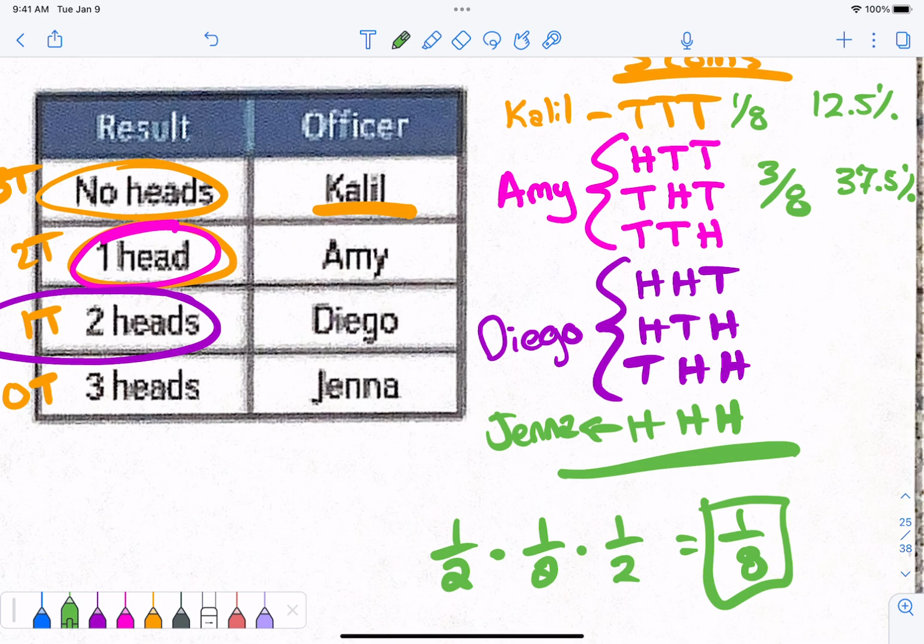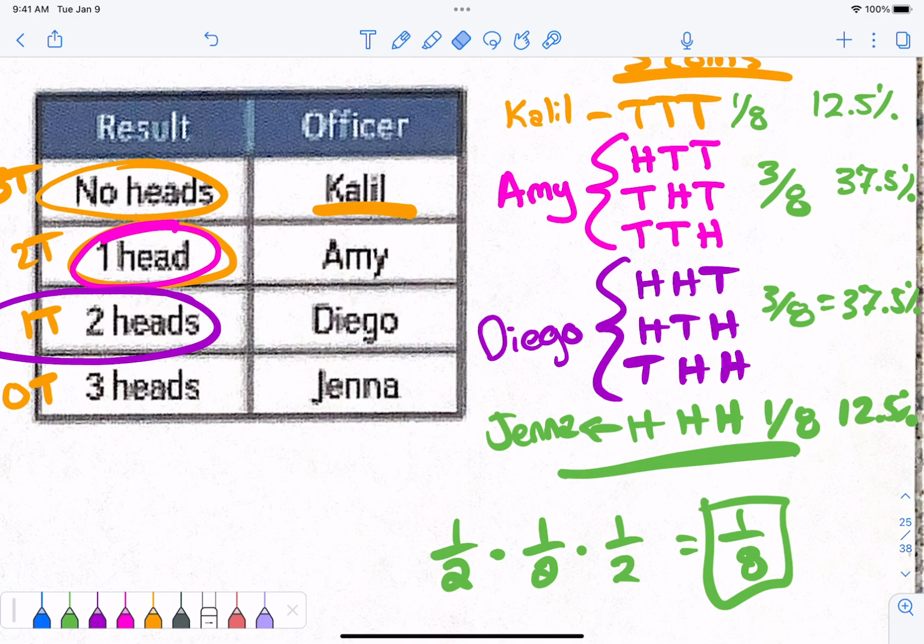Okay, because of the order in which it occurs, right? Like, that's the way that it could happen. 3/8 is here. That would be 37.5%. And Jenna has a 1 out of 8, or a 12.5% chance, right? So if you do this over and over again, Amy and Diego are going to win the most often, correct?